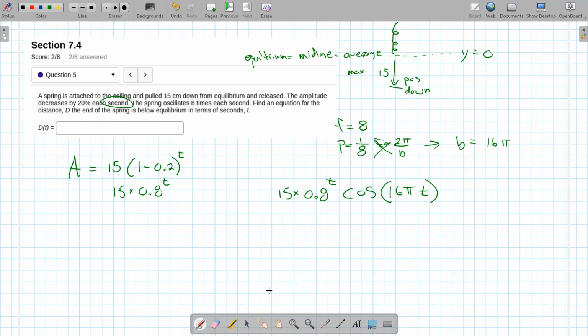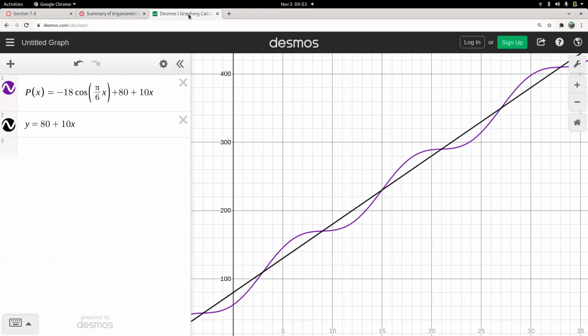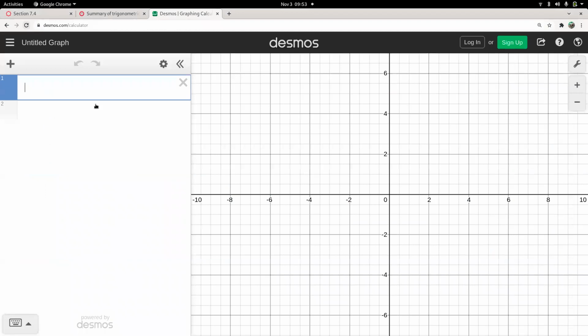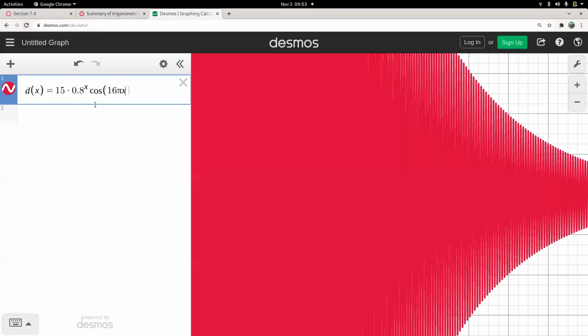So what we should see, again, this is a damped wave. We should see that the amplitude is shrinking as we move along. And let's refresh Desmos. All right, so I'm going to call this D for displacement. We're going to use X instead of T. And we think it is 15 times 0.8 raised to the X. So that's that dampening part times this oscillation, cosine of 16 pi X.